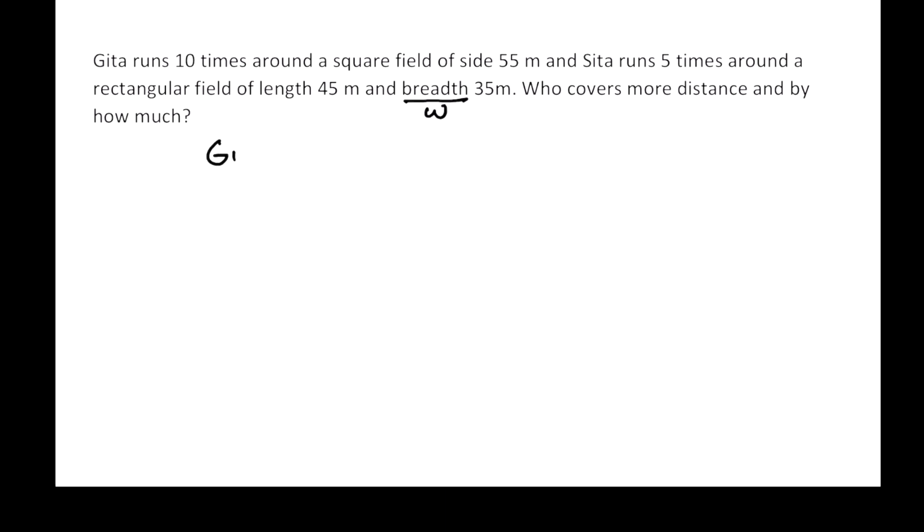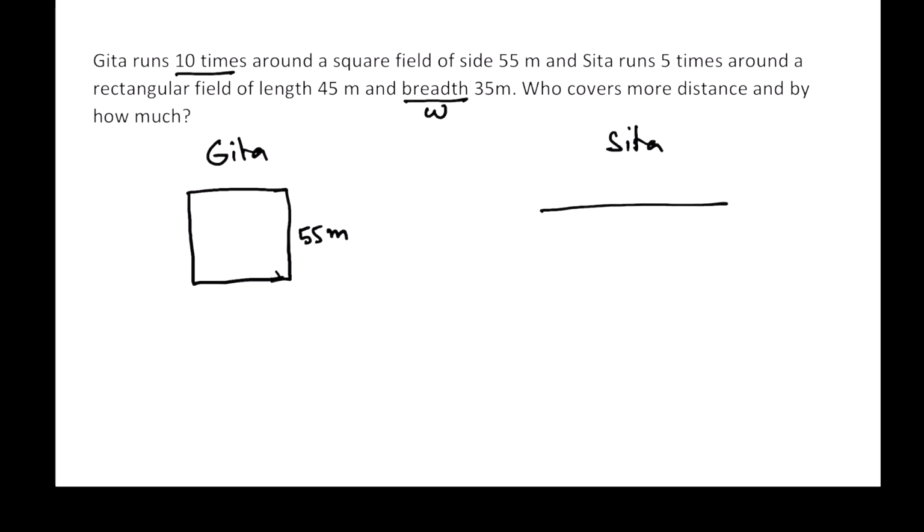This is Geeta's field, and this is Sita's field. Geeta decided to run around a square field where the measurement of each side of the square is 55 meter, and she runs 10 times. Sita runs around a rectangular field. The length is 45 meter and breadth, or width, both are the same, is 35 meter.